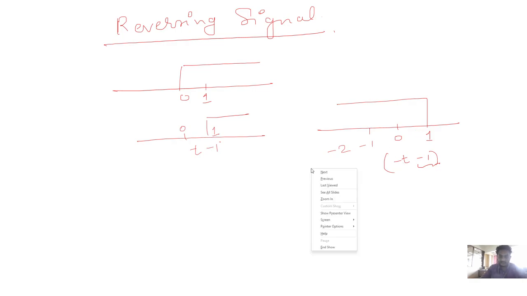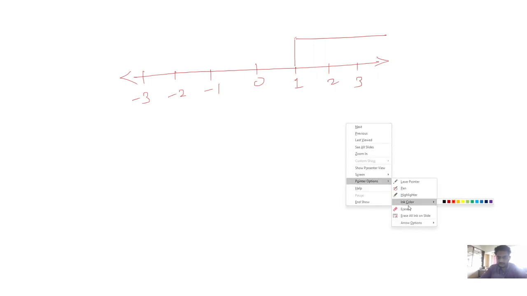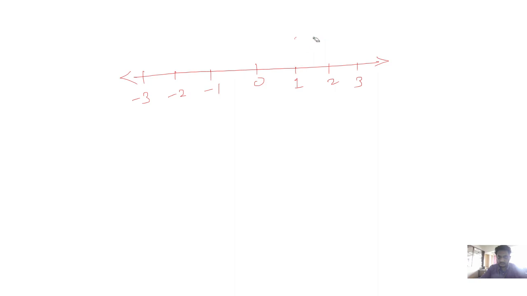One more thing, a similar thing we are going to do is that a signal is something like this. It is starting with the 0. Sorry, I did not mean to draw it like this, I mean to draw it like this.